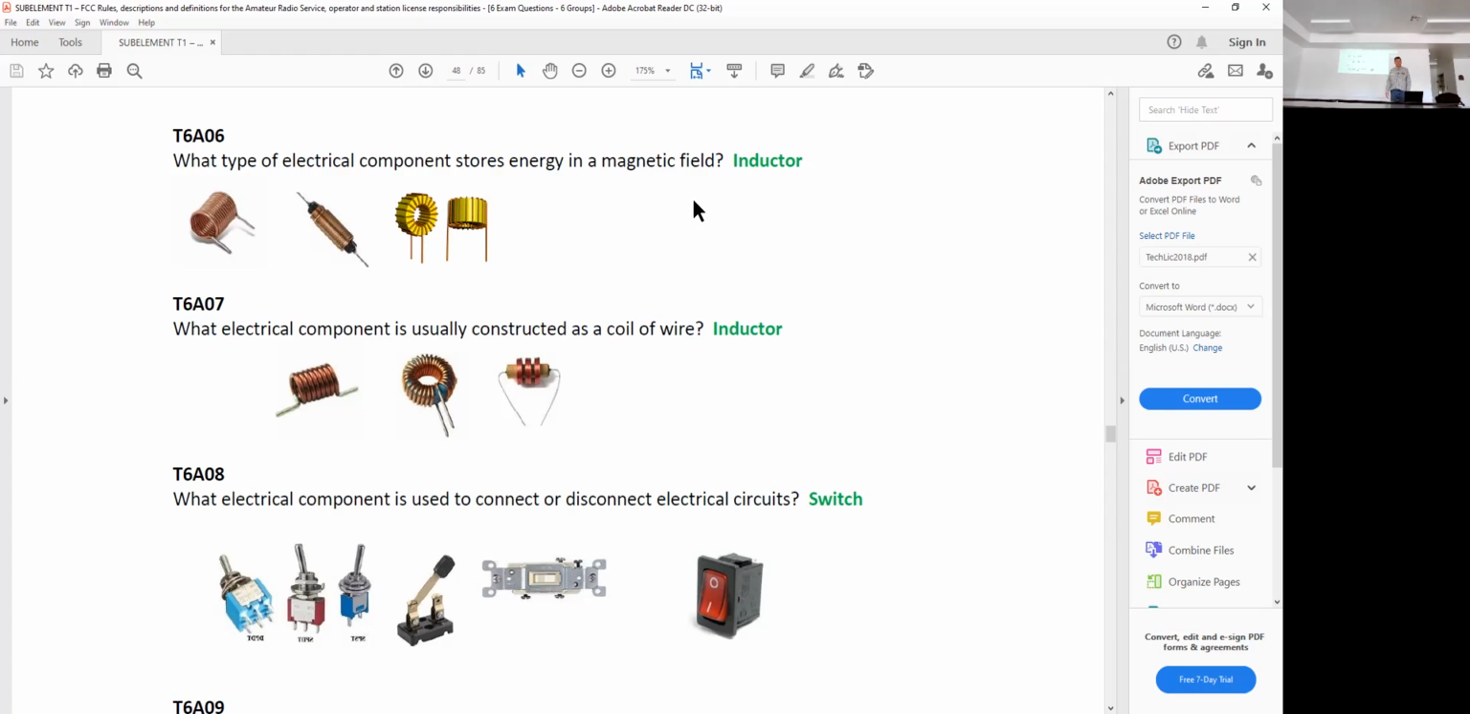So a transformer is just two inductors that are placed right next to each other, and they're magnetically coupling that energy through. And they fill them with oil to dissipate the heat better.